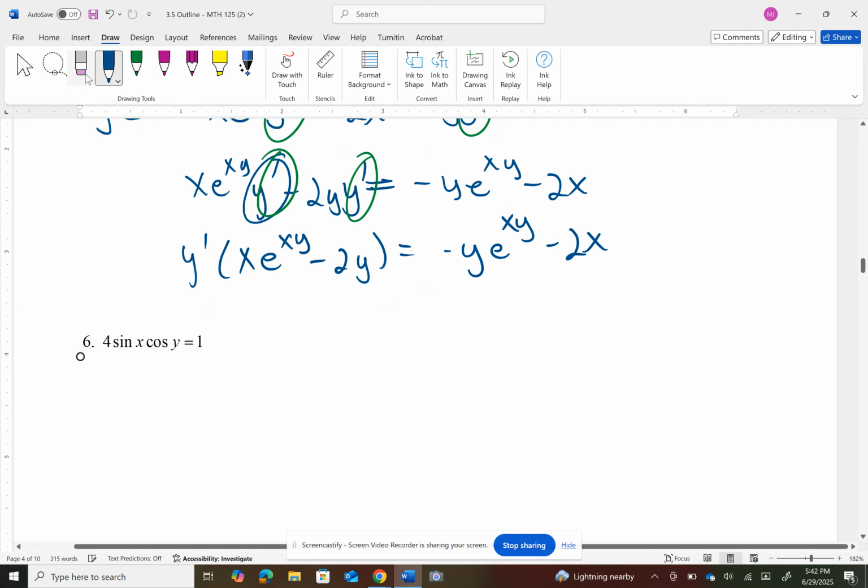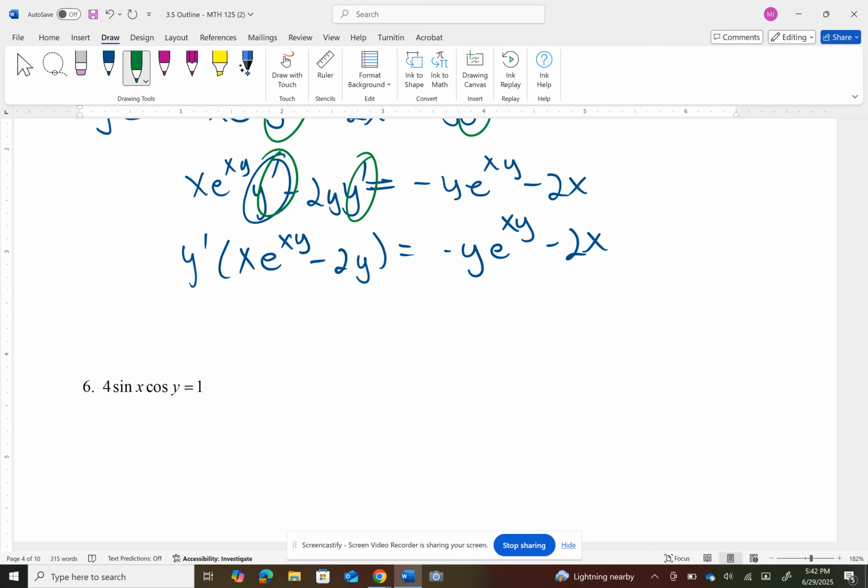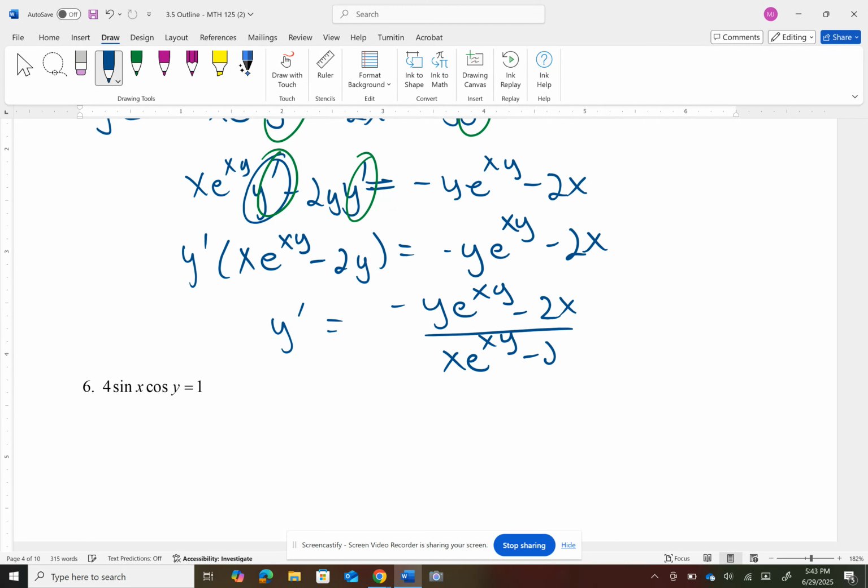Okay. So we're going to work on getting that y prime by itself. All we got to do is divide by the x e to the xy minus 2y. I said it wrong. The x e to the xy minus 2y. So I'm going to divide both sides by that over x e to the xy minus 2y.